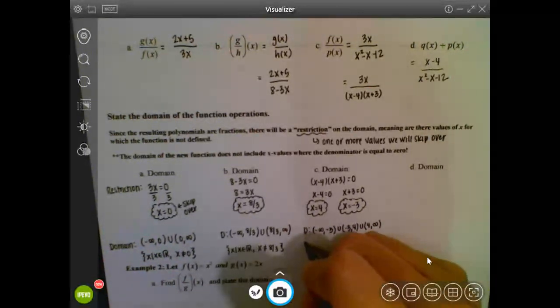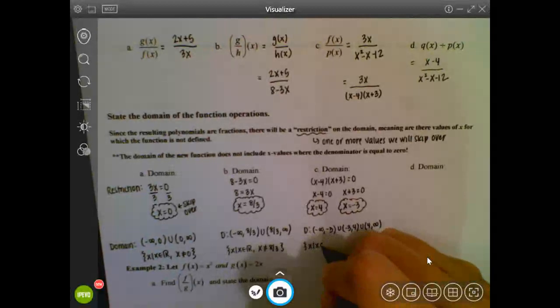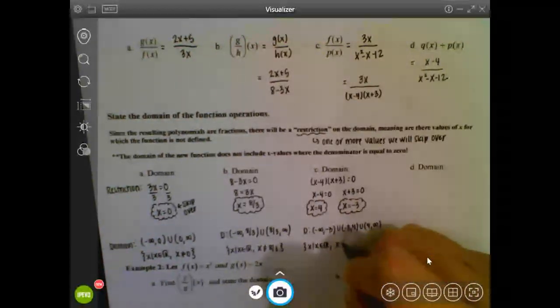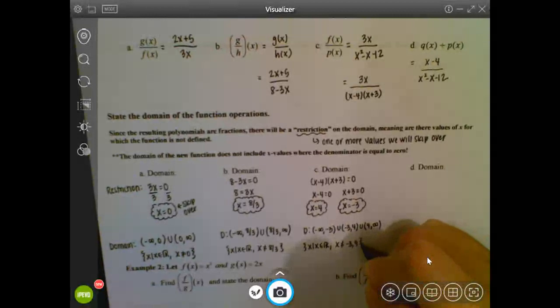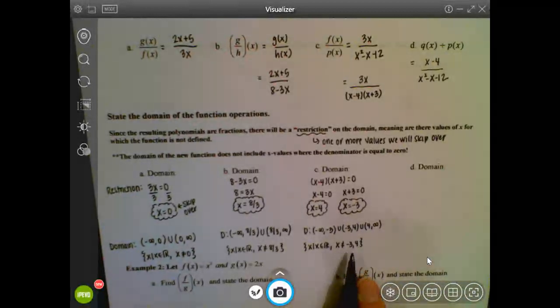And what that would look like in set notation: x such that x is an element of the reals, x can't be equal to negative 3 or 4. And I can just list those out. x can't be equal to negative 3, 4.